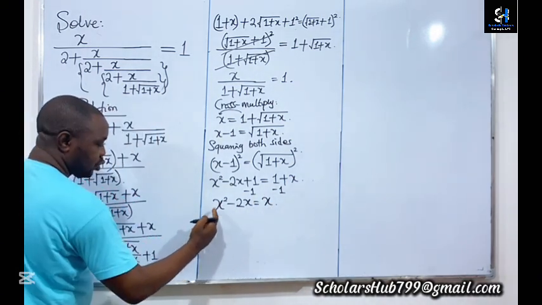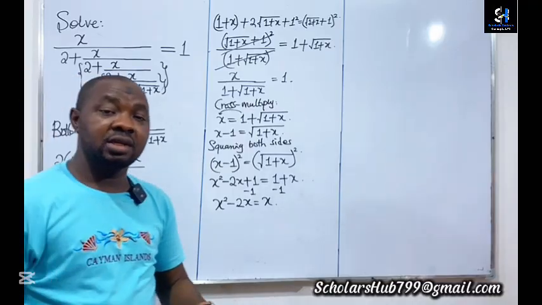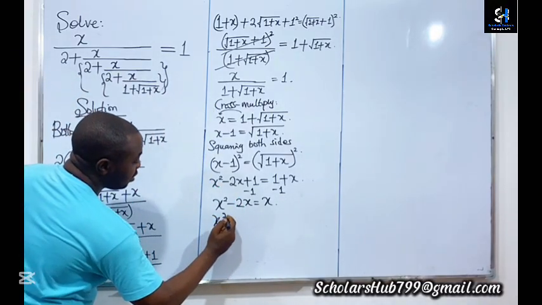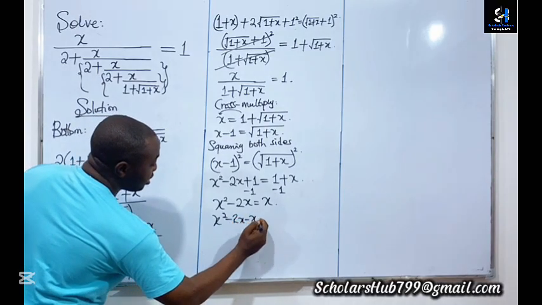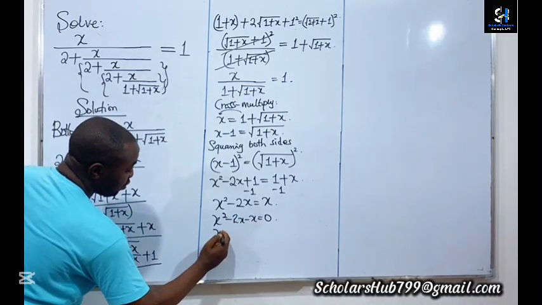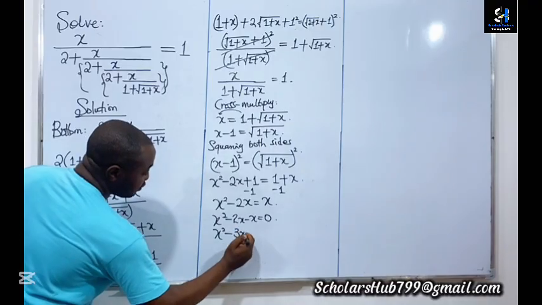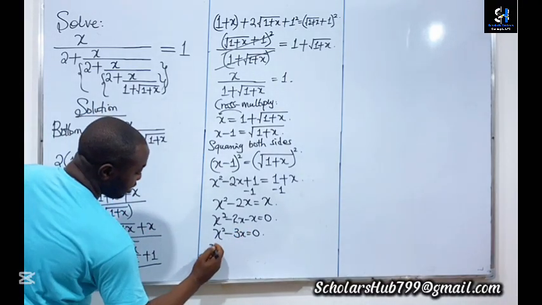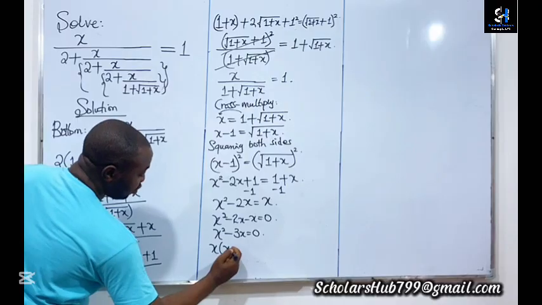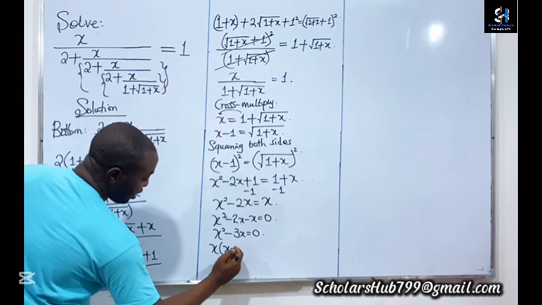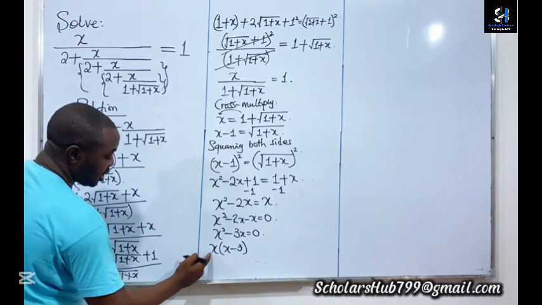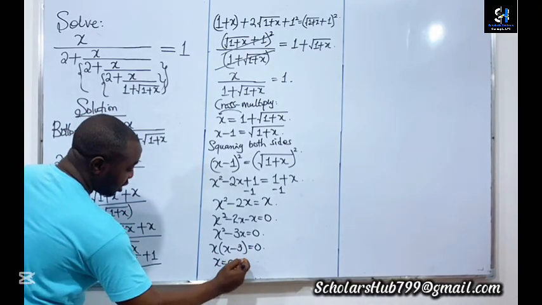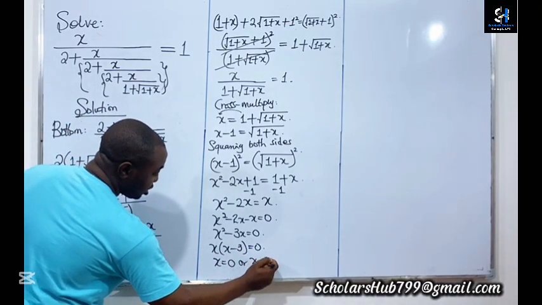Then I'm going to move x to the left hand side so that we can have a standard quadratic equation. So this will be x squared minus 2x minus x equals 0. Then we have x squared minus 3x equals 0. If we factor out x, then we have x multiplied by (x minus 3) equals 0. So that we can have x equals 0 or x equals 3.